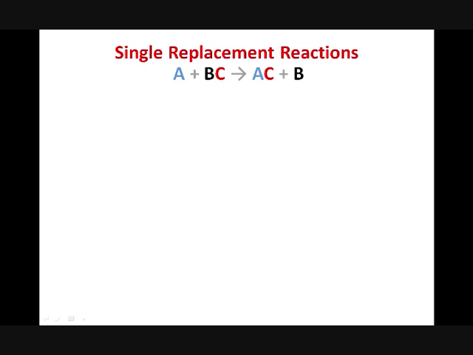Single replacement reactions follow a pretty simple pattern. A, an element, reacts with BC, that's a compound, to form AC, a new compound, and B, a new different lone element. Single replacement reactions always start with one element and one compound, and they always end up with the same thing, one element and one compound.